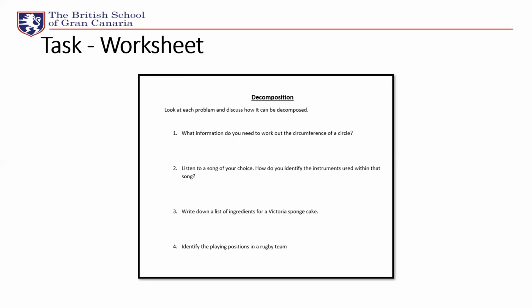Listen to a song of your choice, and without cheating and looking on Google, how would you listen to that song and be able to identify the instruments within it? How can you listen for different instruments and then write them down? Then you've got a Victoria sponge cake. Write down a list of ingredients for a Victoria sponge cake. The first thing you might want to think about is what the ingredients for a sponge cake are. Then you can take a look at what a Victoria sponge cake looks like, what it contains, and how you make it.